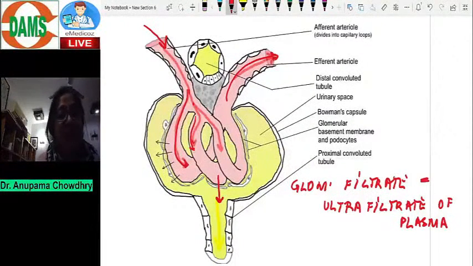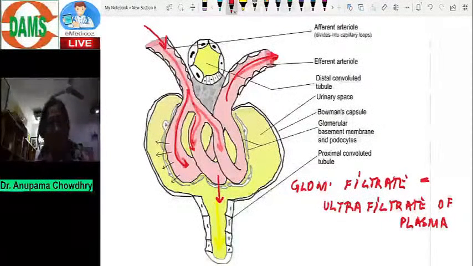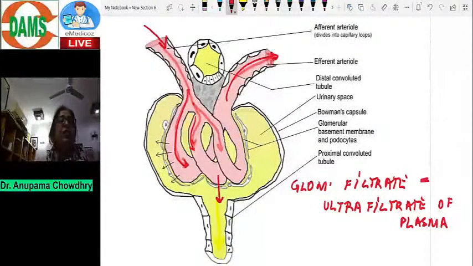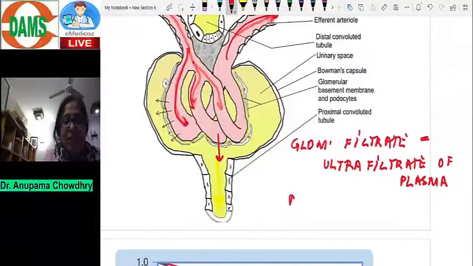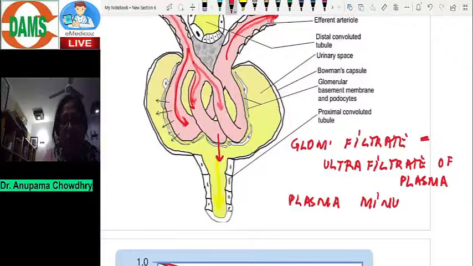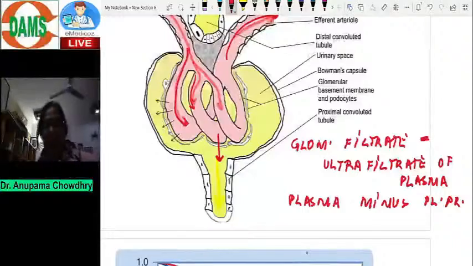I've already told you the reason why. Right? The albumin in fact has the least molecular size. All other proteins are much larger in size. Plus they have the negative charge, so they're not going to be filtered. Right? So the glomerular filtrate is going to be an ultrafiltrate of plasma. This is basically plasma minus the plasma proteins.